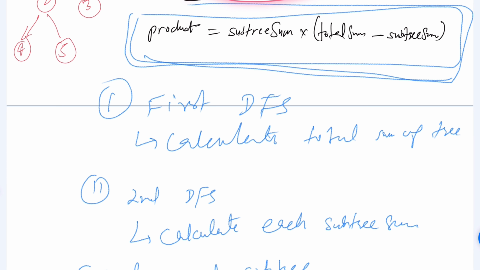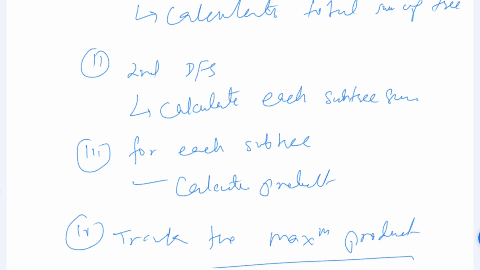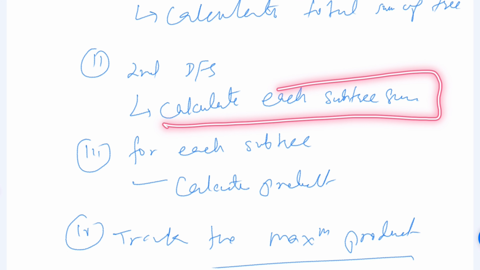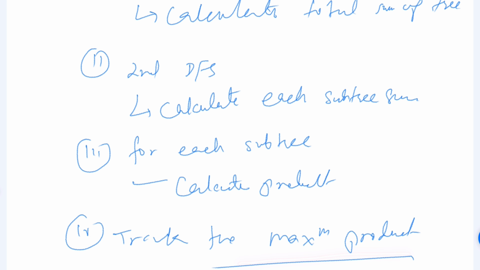For each node, let's suppose we want to find the subtree that we will cut. This part, you already know the sum, and you will calculate based on this formula. Similarly, I will first calculate the total sum of the tree using DFS, then use DFS again to calculate each subtree sum, and for each subtree, calculate the product and track the maximum product. This is what we are going to do. But it's very important that you don't actually cut the tree. You only simulate every possible cut via the subtree sums.